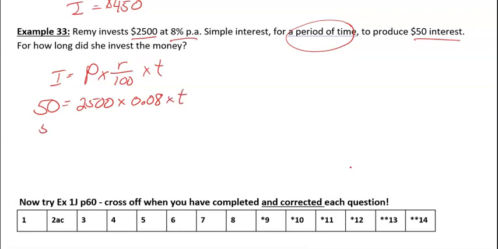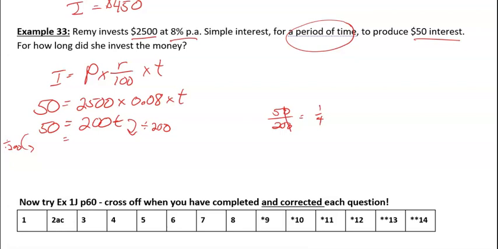So let's work on this algebraically. We keep our 50. 2,500 times 0.08 is 200, isn't it? 200 times time. So how are we going to work it out from there? For time, we're going to divide each side by 200 so that we get just that t by itself. And so 50 over 200 is 0.25. That's 1/4. So we can call that 1/4.